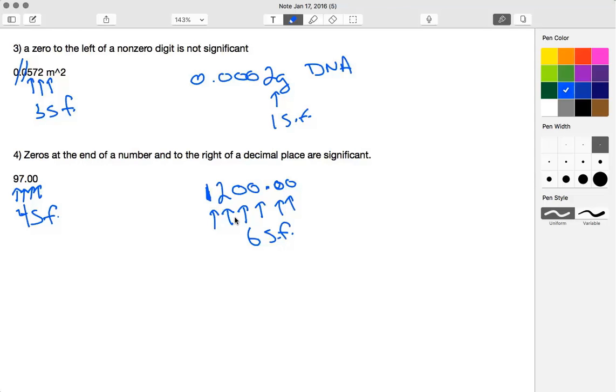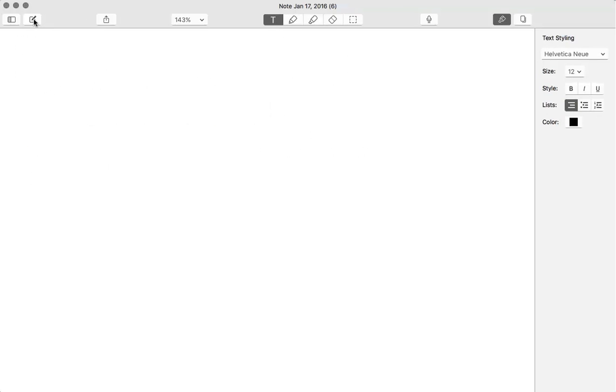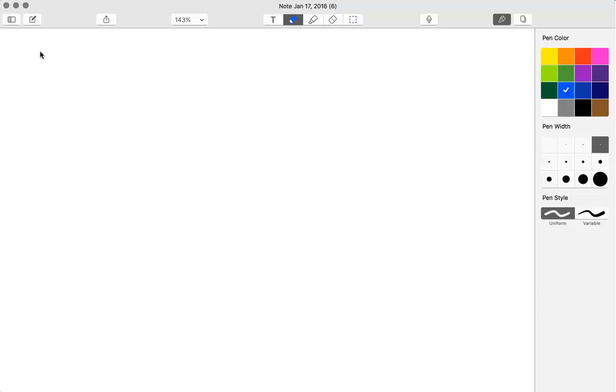And that seems pretty straightforward so far, but here comes the tricky part. The tricky part is that the zeros at the end of a number to the left of a decimal may or may not be significant. So if we see a number, like 3,400 grams of sulfur, let's say, or let's say your friend owes you $10,000. We don't know if they owe you exactly $10,000.